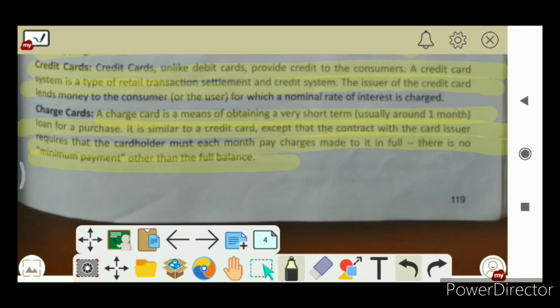Now a charge card is similar to a credit card, but these cards are used for a very short time, and here no nominal payment interest is taken. The full balance is charged by the bank for the charge cards, right? So there are three types of cards: debit card, credit card, and charge card. Clear?